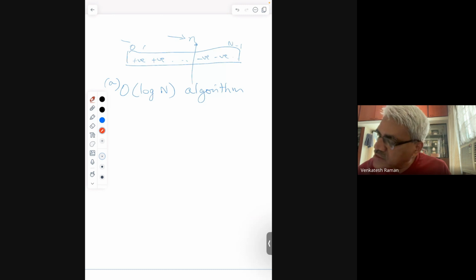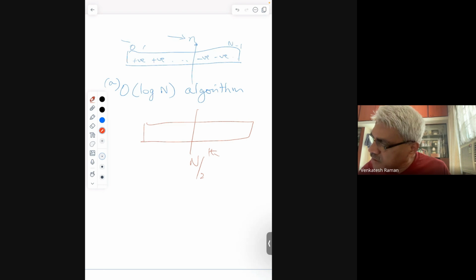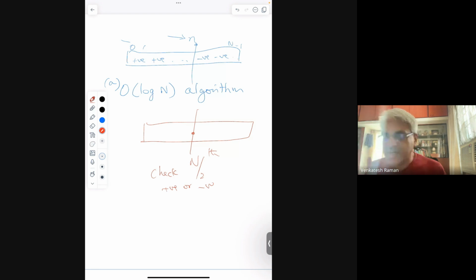Algorithm will say, okay, so here is my array. I take the N by 2th element and compare, and there is no comparison, by the way. Unlike binary search, there is no query element to compare with. All you are doing is check whether this is positive or not. You have to make these distinctions clear. It is like a binary search, but in binary search you have a sorted order and you're querying for an element. Here it's not like that. So I just check whether it is positive or negative.